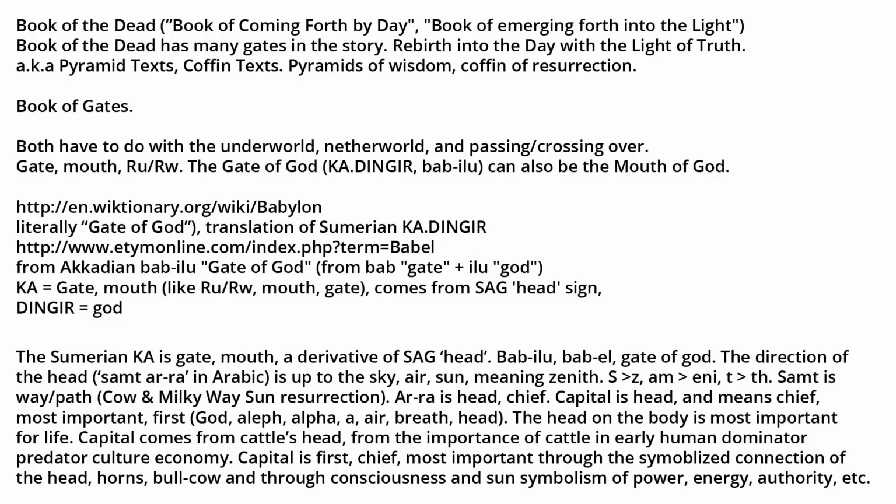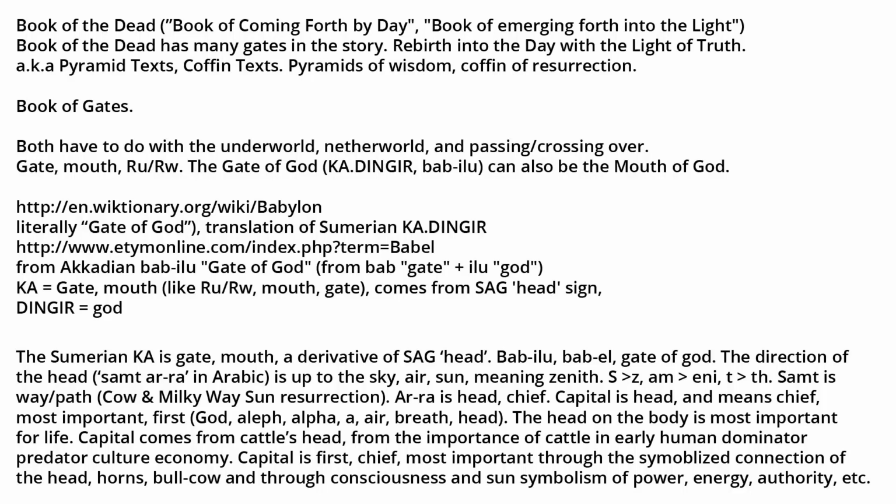So the direction of the head, Samet Ar-Ra in Arabic, which I mentioned before, is up to the sky, right? Our arms and our legs point downwards. The head is the only thing pointing upwards. So it points up to the air, the sky, the sun symbolism. Again, higher consciousness symbolism, which is where the head is naturally pointing. And this means zenith. Samet means zenith.